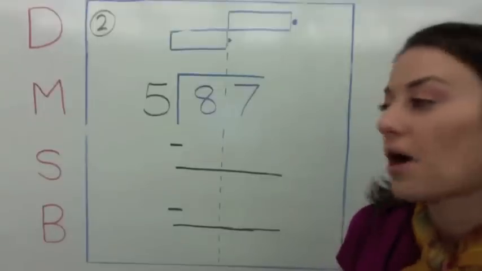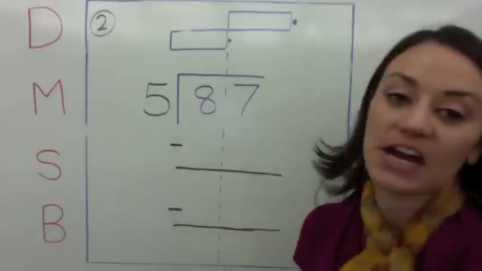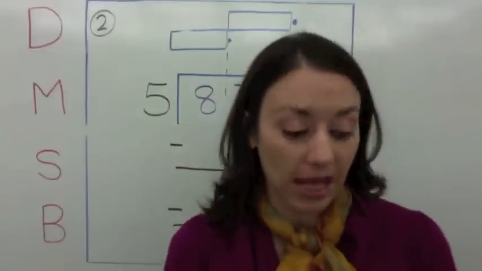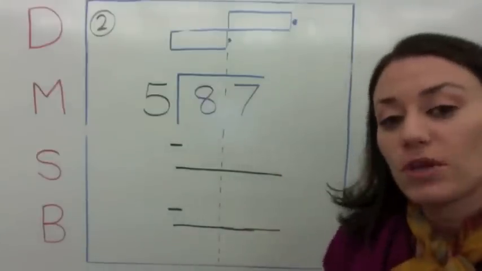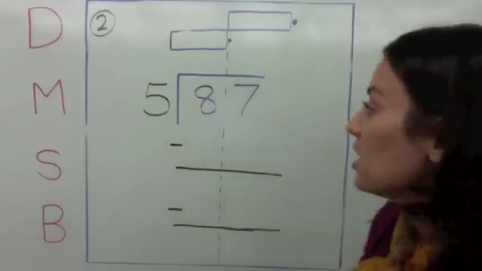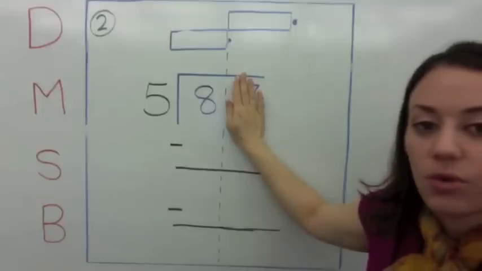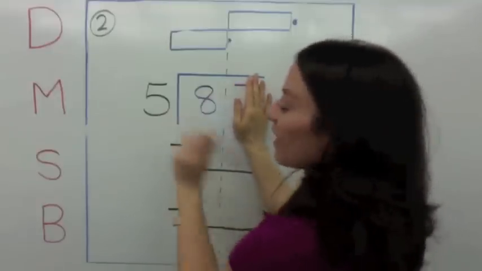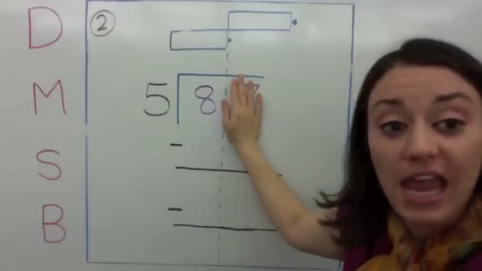So let's take a look at problem number 2. We have 87 divided by 5. Again, it would take us a long time to skip count by 5 to get to 87. So what we do is we work with one digit at a time. The first digit we're going to work with is 8. So this is really saying 8 divided by 5. How many times do you skip count by 5 to get to 8?